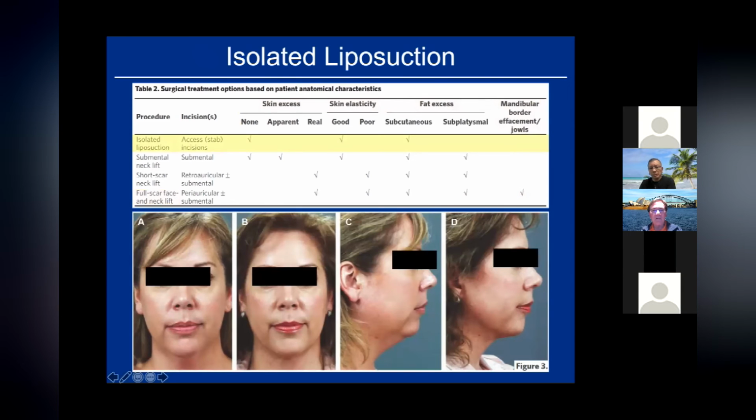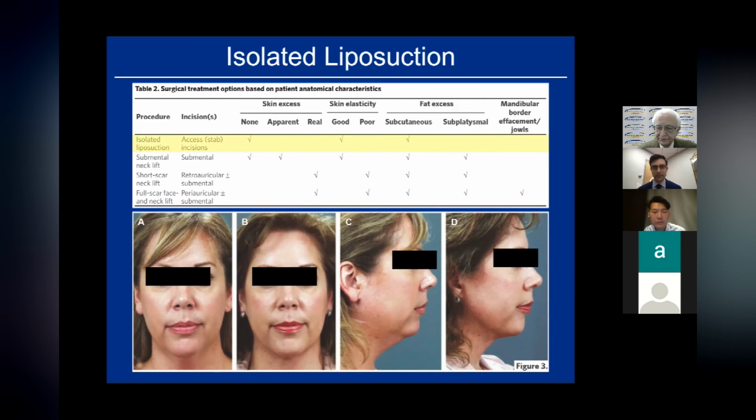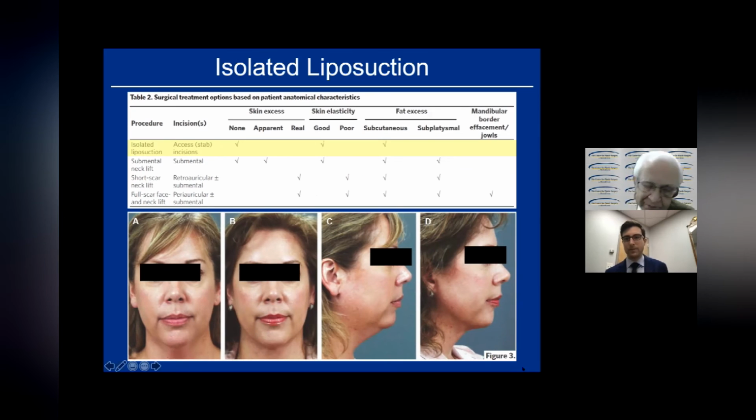So this first case is figure 3 in the paper. It shows a relatively young patient who has, we would consider, very little, if any, skin excess. As a result of her good skin elasticity and fat being in the subcutaneous plane, she was thought to be an excellent candidate for isolated liposuction. And you can see here the preoperative and postoperative results.